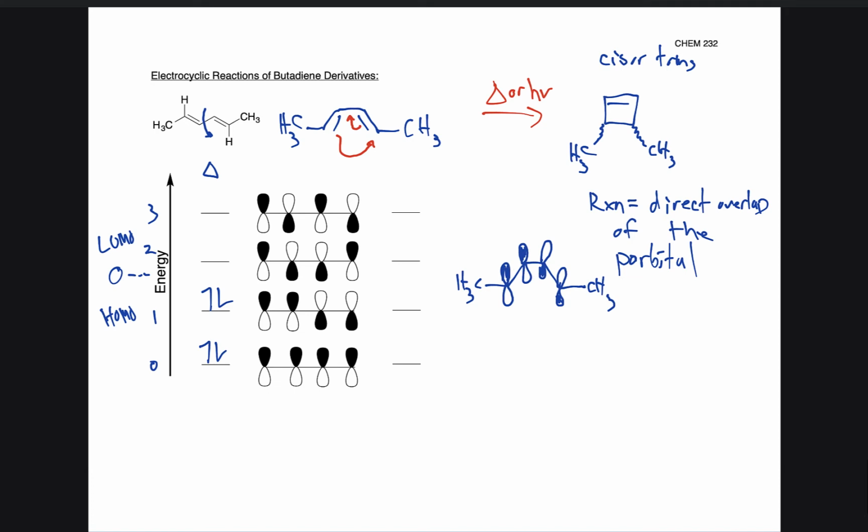What's happening here is that these groups are swinging around, and I'm showing this as an arrow, but this isn't a mechanistic thing. We want these orbitals to overlap, so we're going to swing around these orbitals to get it to look like this.